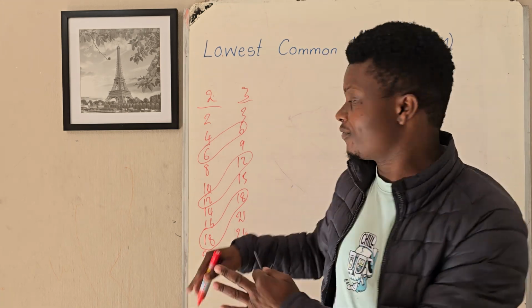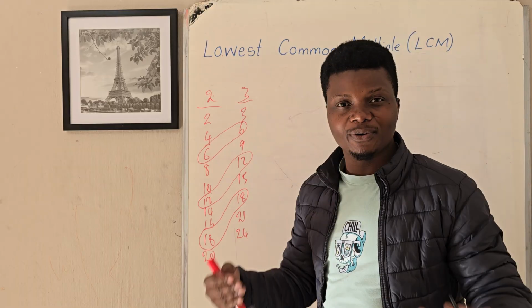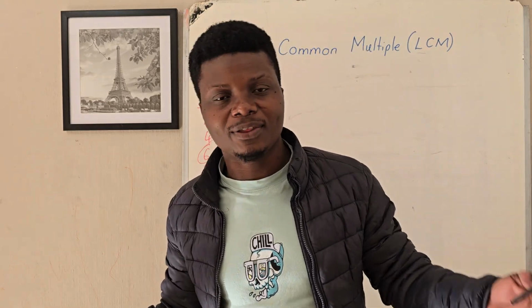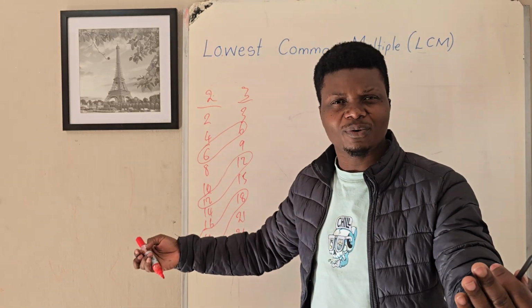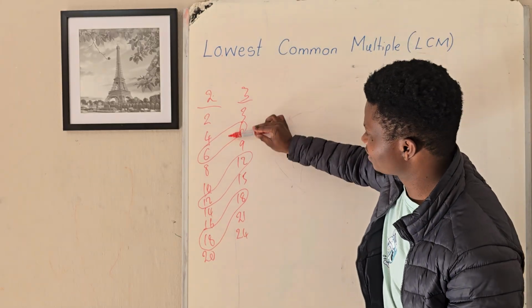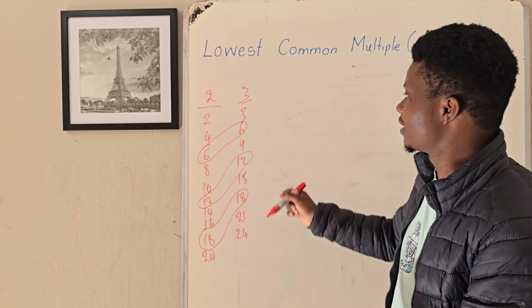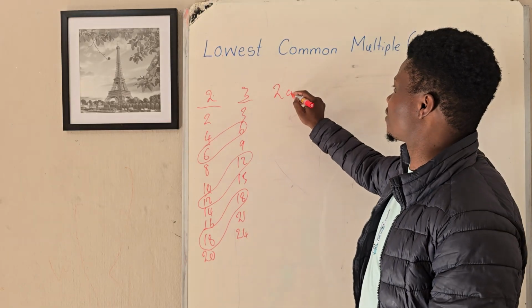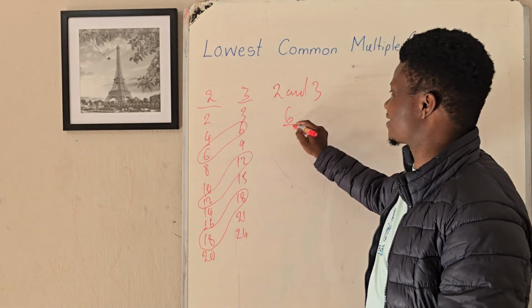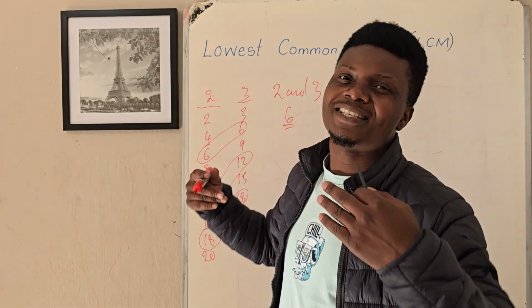But out of all these multiples that are found in both 2 and 3, which one is the first that we really first identified? It was 6. So that was the lowest, the closest of all the multiples. So the lowest common multiple of 2 and 3 is 6. But this method can be tedious.